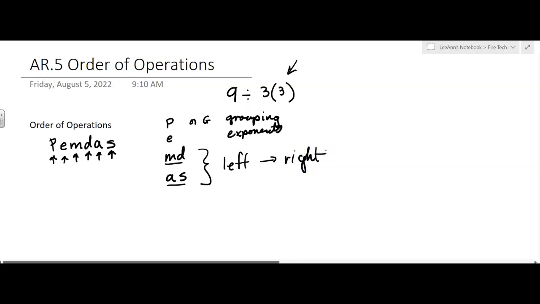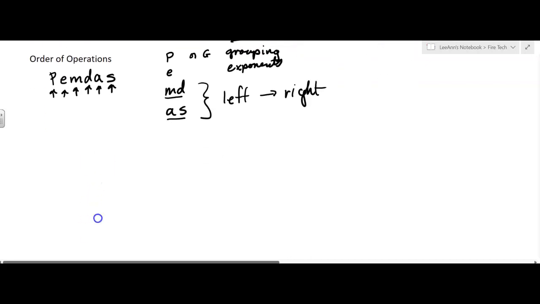Okay, so I'll go back to this problem because it's probably bugging you. So 9 divided by 3 comes first. So that's 3. And then 3 times 3, that's 9. So the answer should have been 9. But a lot of people were getting 1 because they were using the 3 times 3 first. But that's not how the order of operations works.